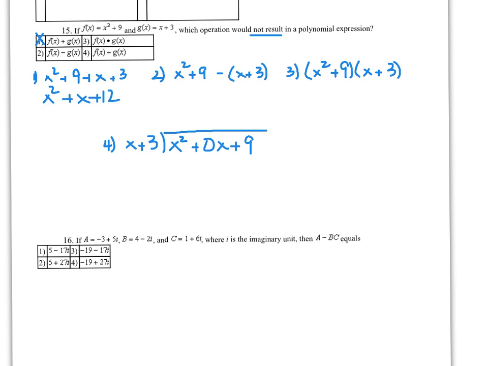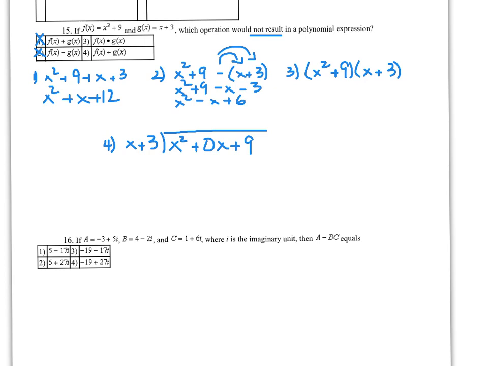All right, so I was saying that we should distribute that negative through, right? So that's going to give me x squared plus 9 minus x minus 3. So that's going to give me x squared minus x plus 6. Also a polynomial, right? Similar to number 2. I mean, different answer, but still a polynomial. Okay, in this case, a trinomial. So it's not choice 2.